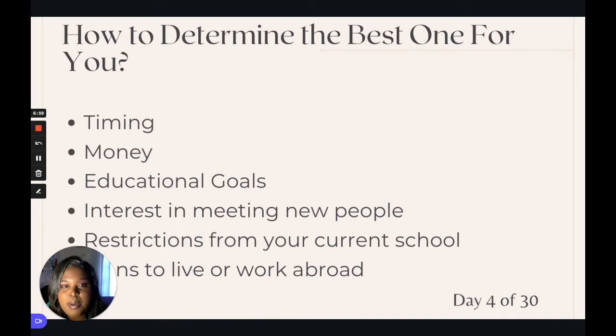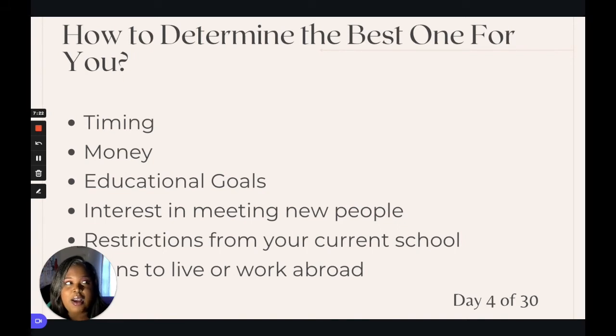So how do you determine which is the best for you? It's a little bit similar to what we talked about in the previous day, where we were thinking about where you want to go. You'll definitely want to think about the timing. Again, it comes back to that. What is the timing of when you want to do this? Because some of the programs are only offered in the fall or in the spring. Maybe some of them are offered in the summer as well.